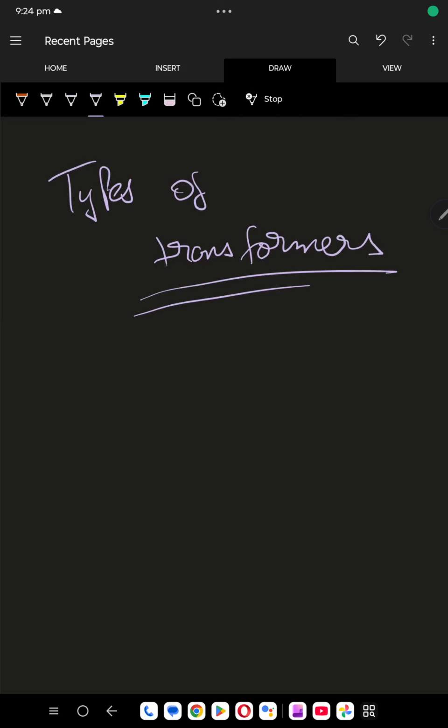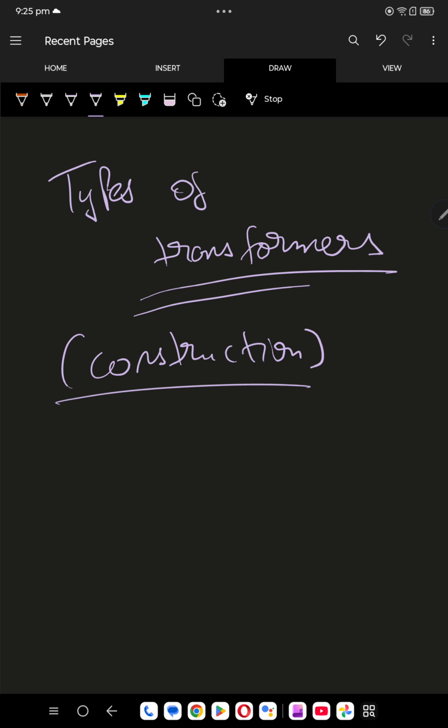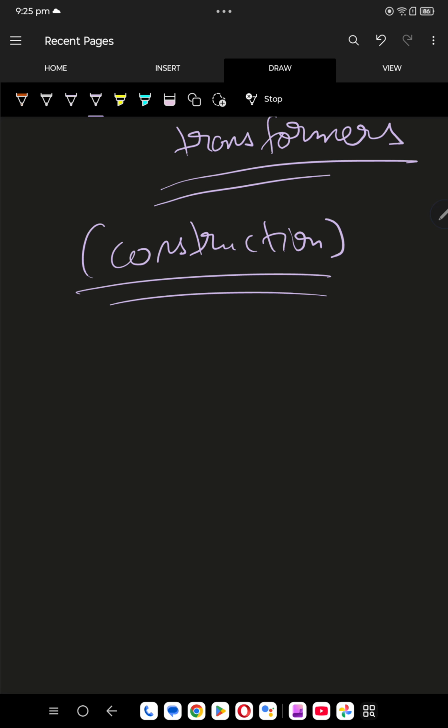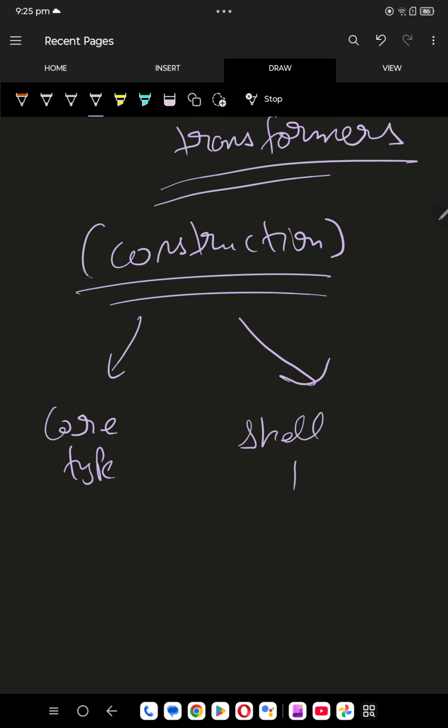In today's video we'll be seeing types of transformers based on construction. We are not seeing step up and step down in this video because that's basically based on working. This is based on construction. Okay, so based on construction there are two types. One is core type and one is shell type.